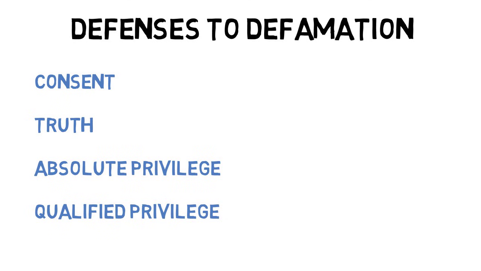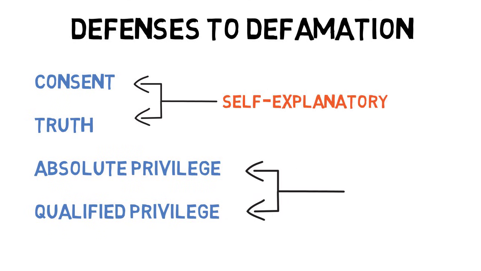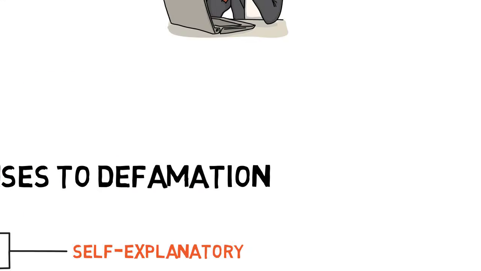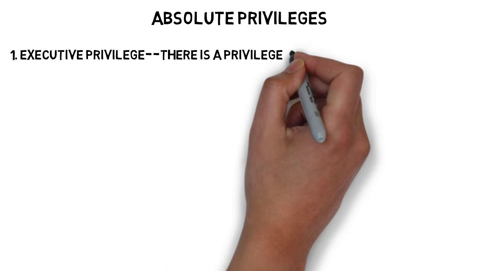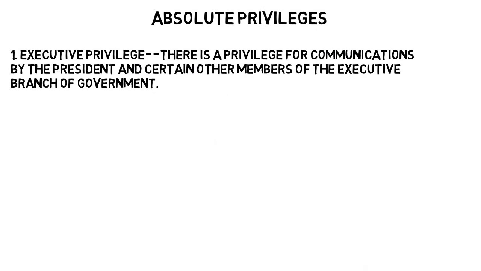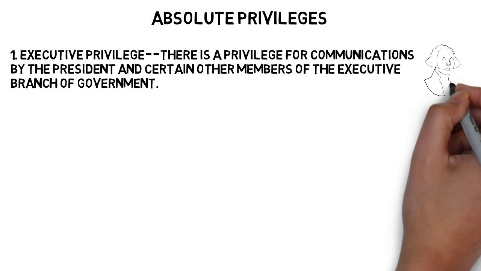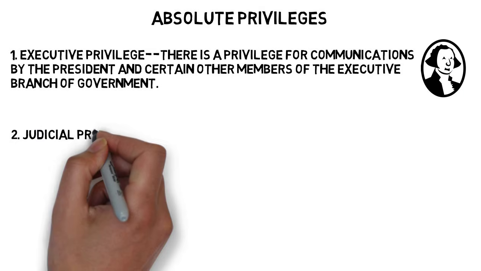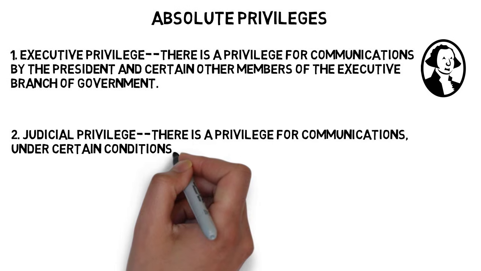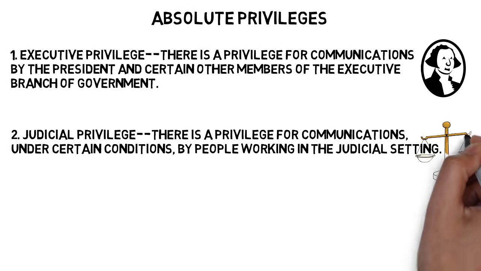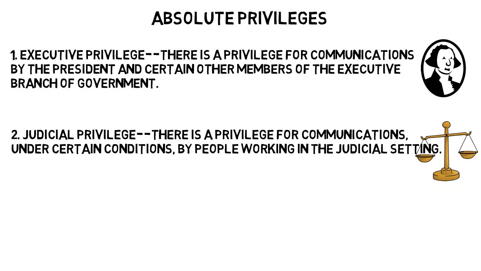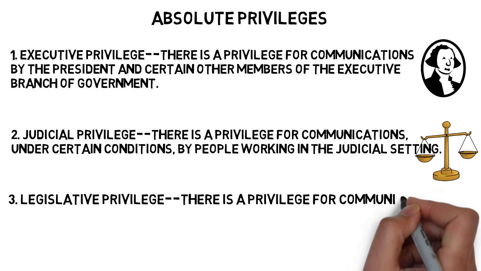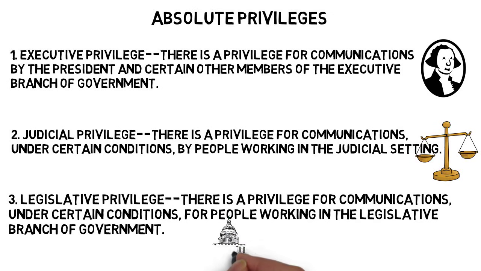But there are some defenses the defendant can raise, and these are known as privileges. So our absolute privileges are the executive privilege, and this concerns communications by the president as well as some other members of his executive branch. Judicial privileges, and these are protections from comments by a judge or a lawyer or parties or witnesses, but the comments must be made and related to the case, the ongoing case. And then there's the legislative privilege, and this privilege applies to the legislative branch of government. For example, if the speaker is participating in a legislative proceeding.